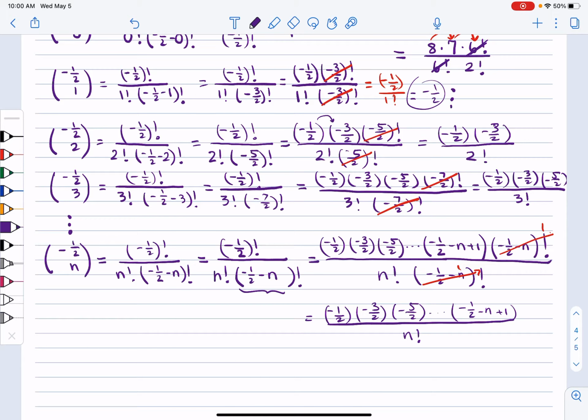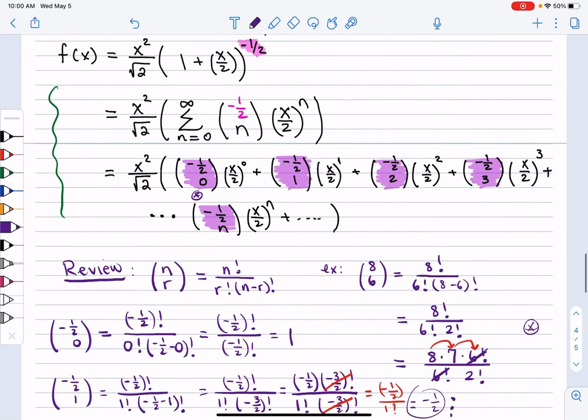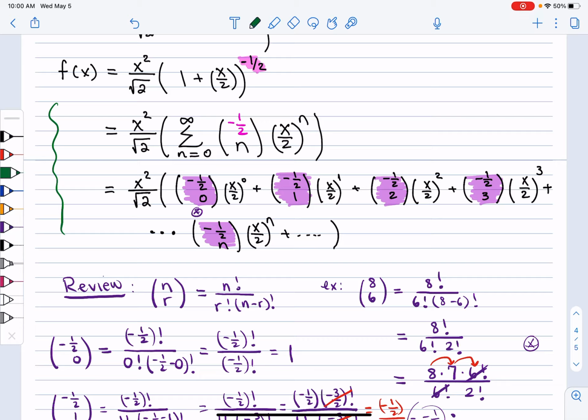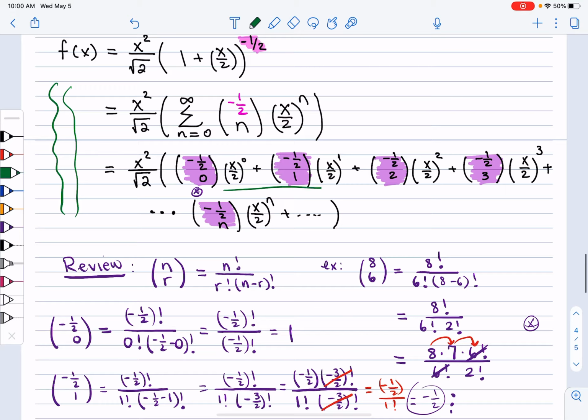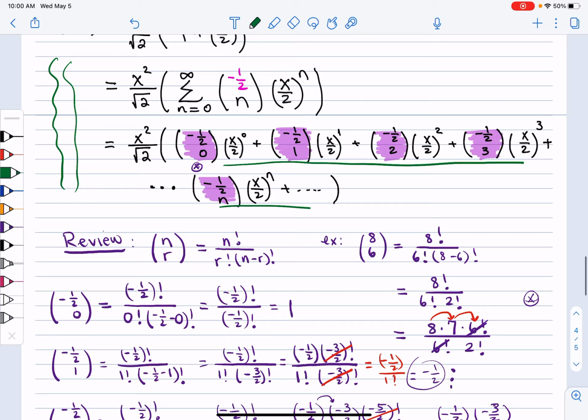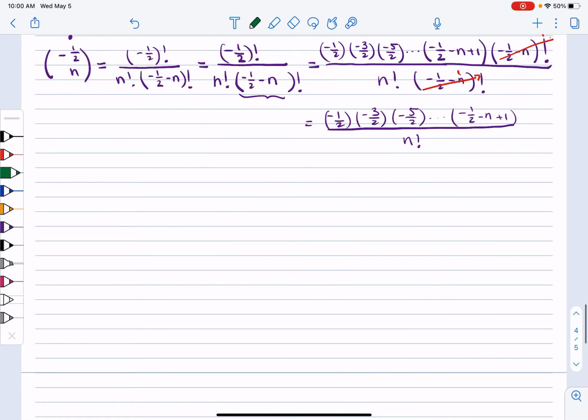We're going to use this information now to go back to the problem. Remember, we were working on this part right here. So if we go back and write the information that we just found, we're going to have x squared over radical 2. So let's go back. So f of x is equal to x squared over radical 2 times.